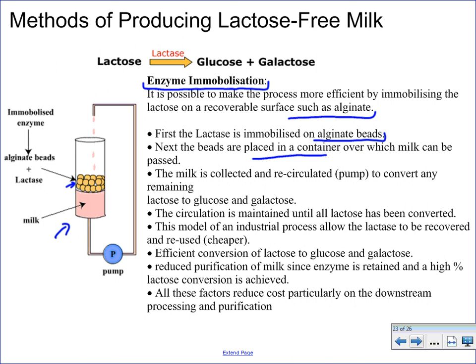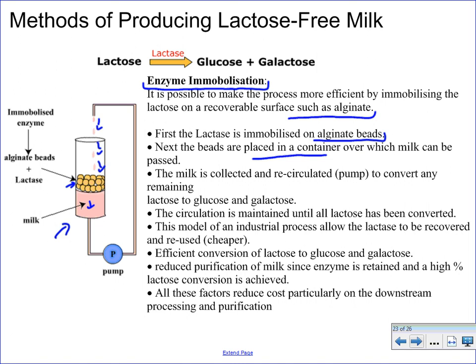Those alginate beads have been coated with lactase. So on the surface of those beads is where you find that immobilized enzyme. Milk is then poured over those beads containing the lactase. The milk can then be collected as it passes over those beads.